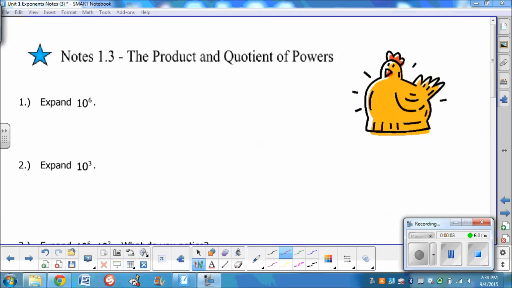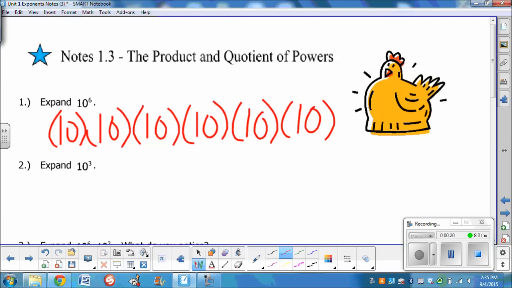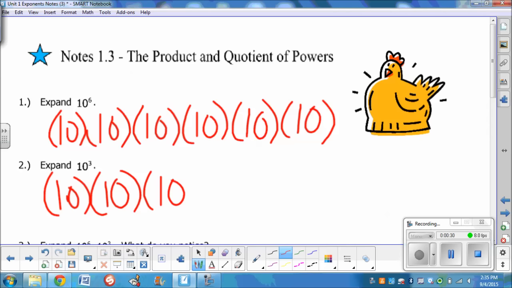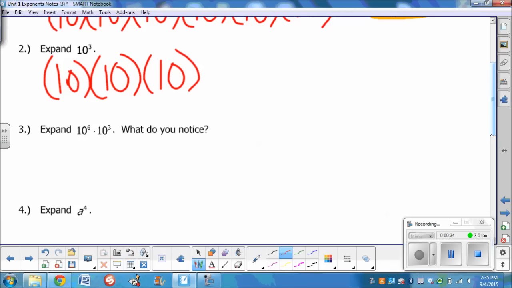The product and quotient of powers. Expand 10 to the 6th. Right now it's in exponential notation, so what it means is 10 times itself 6 times. If we expand 10 to the 3rd, it means 10 times itself 3 times. So what does it mean when it says expand 10 to the 6th times 10 to the 3rd?